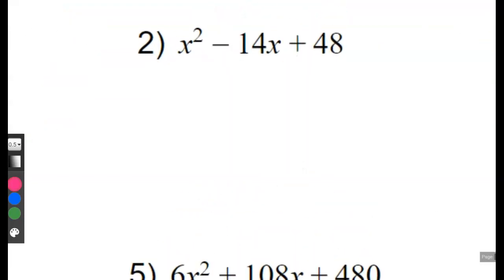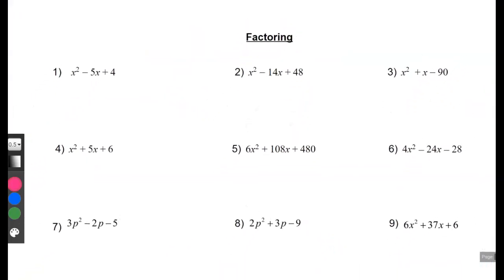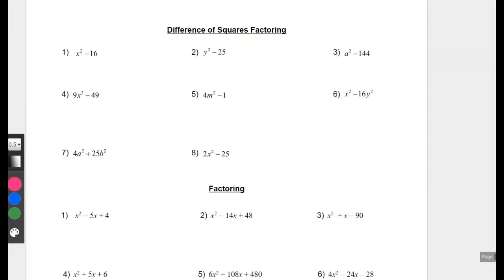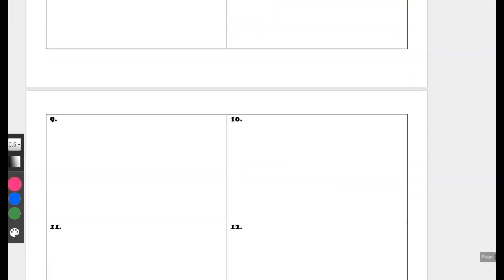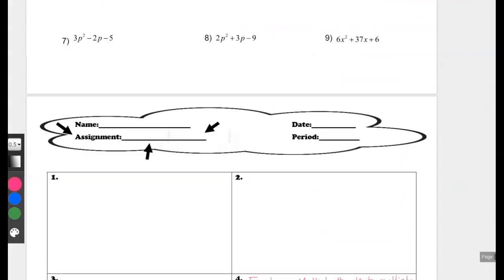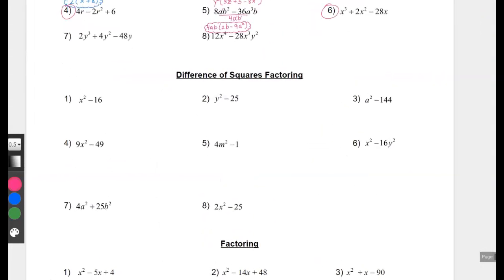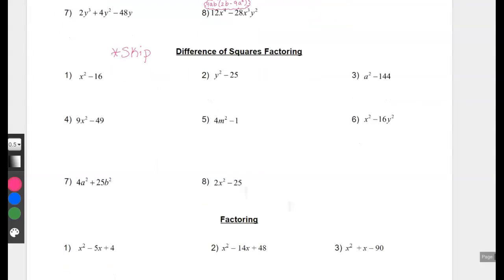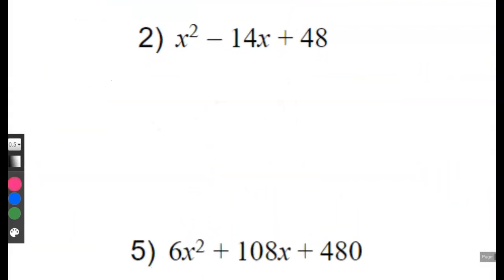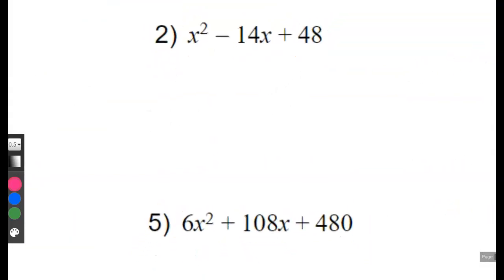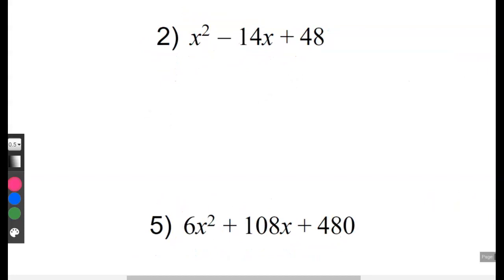So I'm going to go ahead and do number 2 in the factoring section. That's the bottom section. This middle section, difference of squares, we're actually not learning that yet. We'll learn that later in the year. So we're skipping that for now. So number 2 on the factoring section says x squared minus 14x plus 48. And we're trying to factor this into 2 binomials, those 2 sets of parentheses. What should I do first?